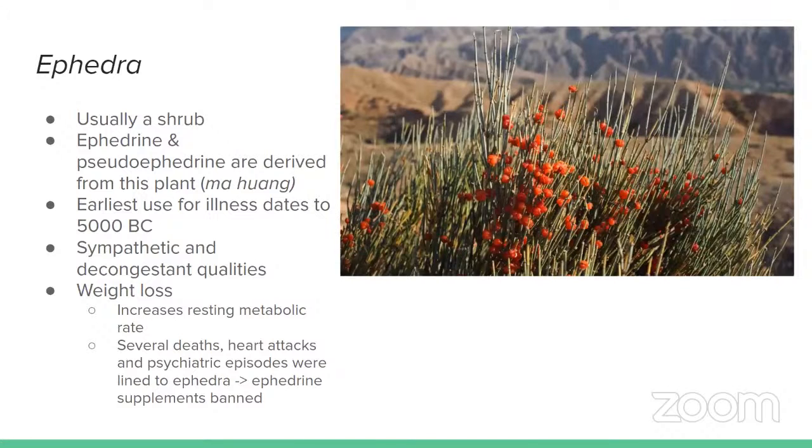So one of our examples in this group is the genus Ephedra. Ephedra is usually a shrub. And when people talk about Ephedra, which is not all that often, the reason they're usually talking about it is that it's helpful medicinally. Ephedrine and pseudoephedrine are derived from this plant. Its earliest documented use for illness goes back to 5000 BC, so it's a part of traditional medicine. It has effects on your sympathetic nervous system. It has decongestant qualities, like pseudoephedrine, which is contained in a lot of decongestants.